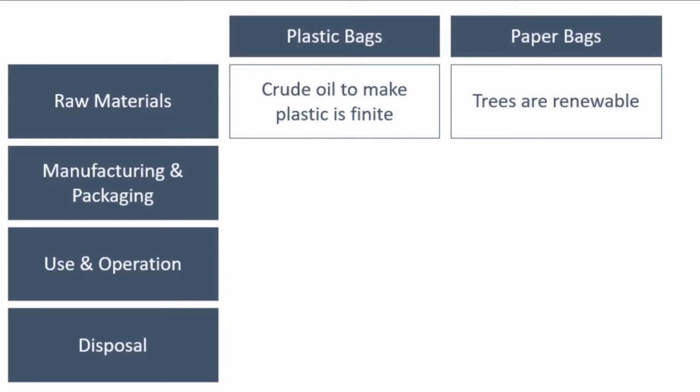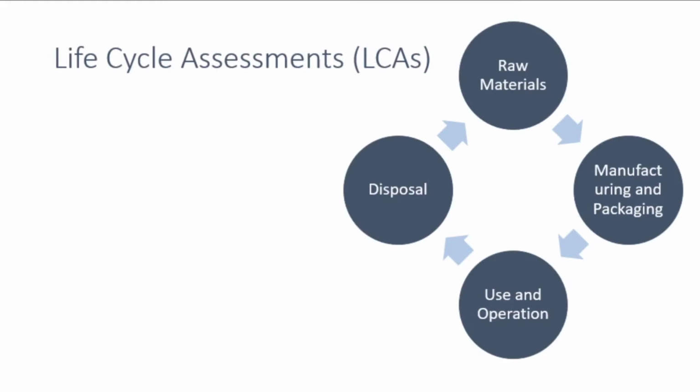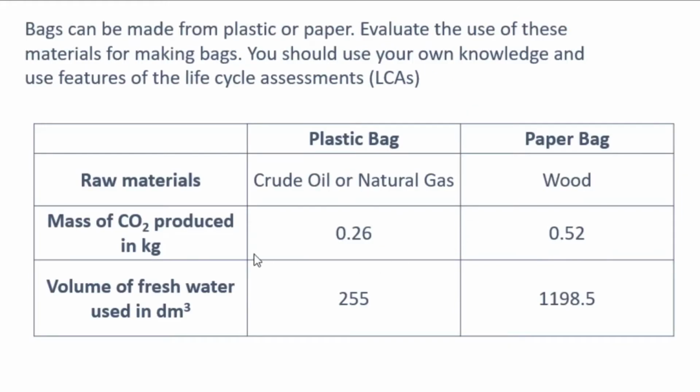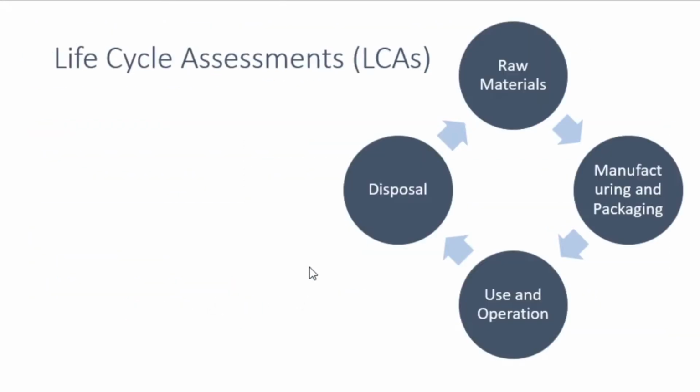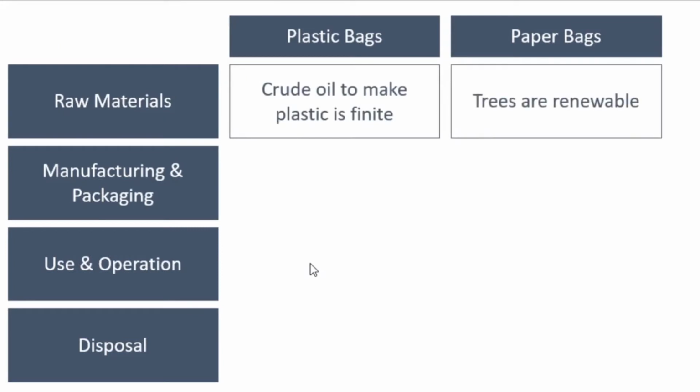Good, so both of your ideas there are picking up exactly what it is. So again, we're using the data from the table. Okay, so if I scroll back very quickly to the table here, you can see the mass of carbon dioxide being produced and the volume of fresh water. And in both cases, the paper bag is producing more CO2 and using more fresh water. Okay, so you can start to compare them in that sense.